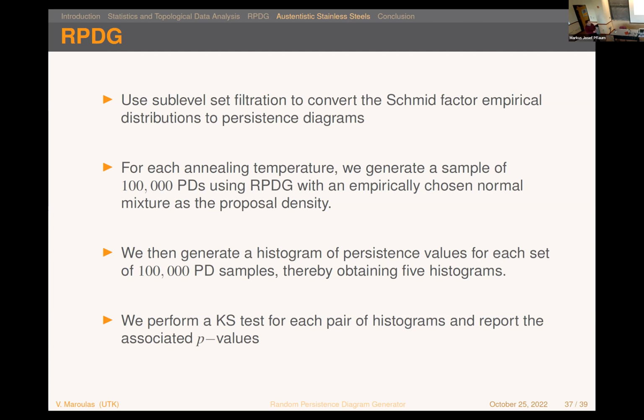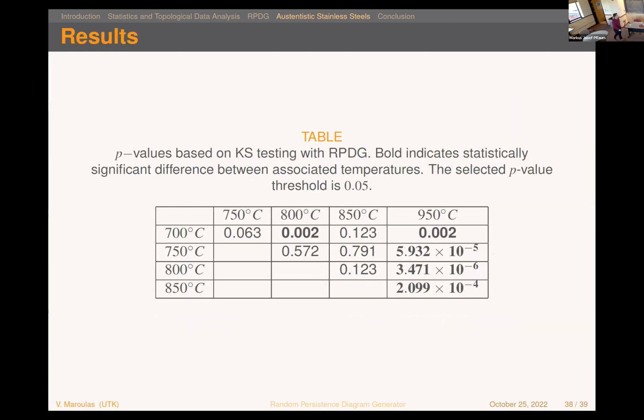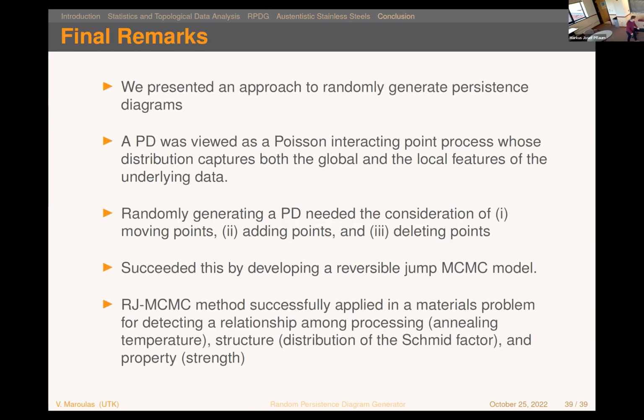And out of that, we generate histograms of persistence values for each of the 100,000 persistence diagrams, and we run again that Kolmogorov-Smirnov test, and we report the p-values. Okay, and this is what happens. If you exclude the 800 Celsius difference between 700 and 800, the 700, remember, is the one with sparsity, then we detect, as you can see here in bold, very small p-values. That means that 950 Celsius does behave differently when you do this approach. That was kind of the success of this idea.